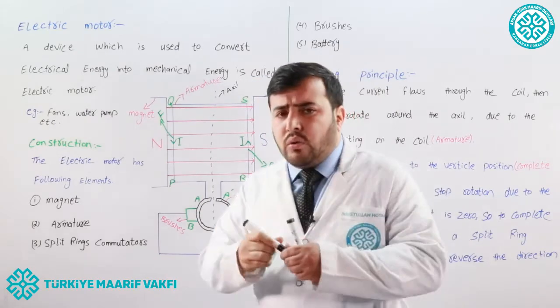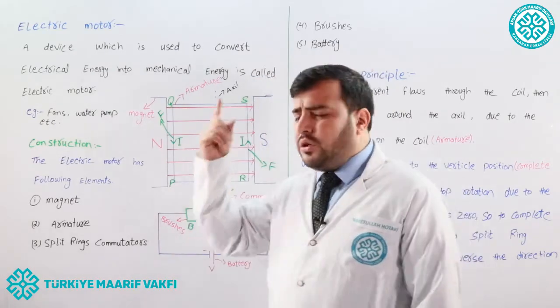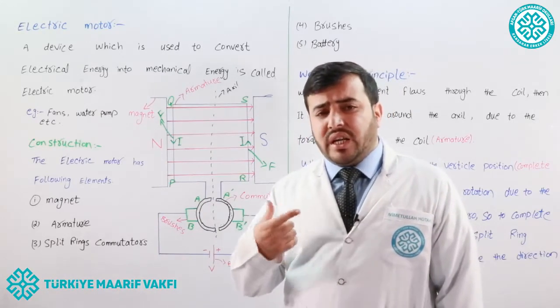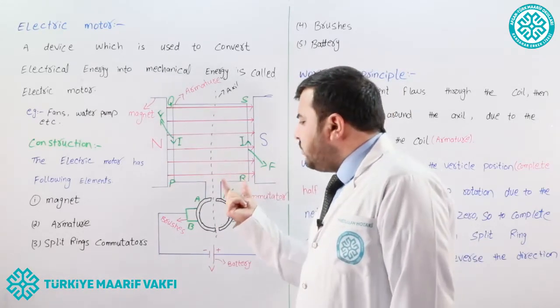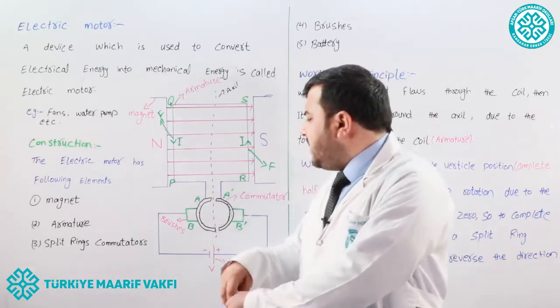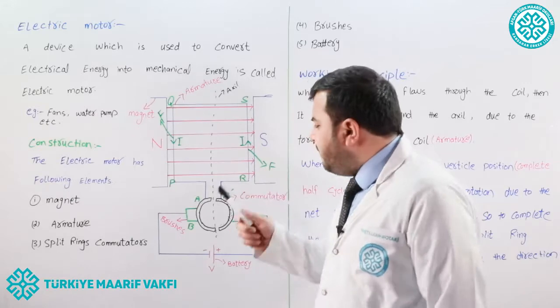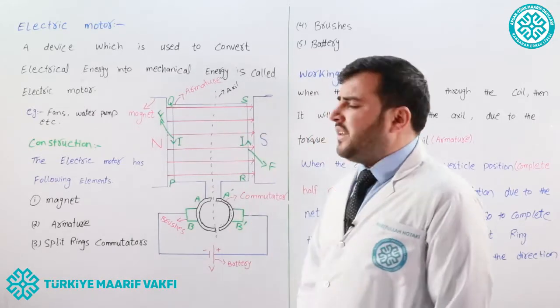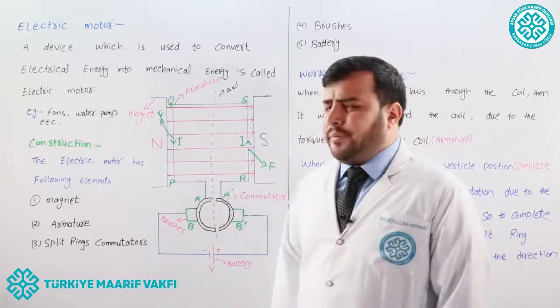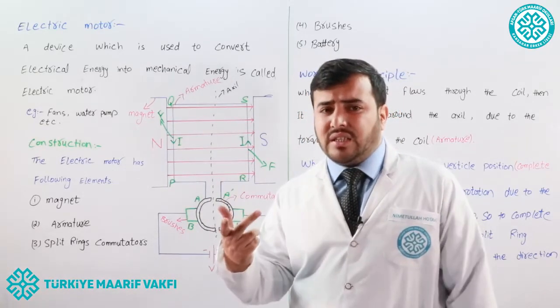So the coil, when the current flows through it, will rotate around this axle. Now the question arises: when the current flows through the coil, how will it rotate? You can see here this coil has two sides. The first one is the RS side and the second one is the PQ side, and it is a conductor.